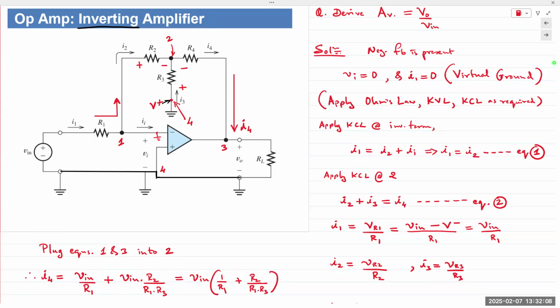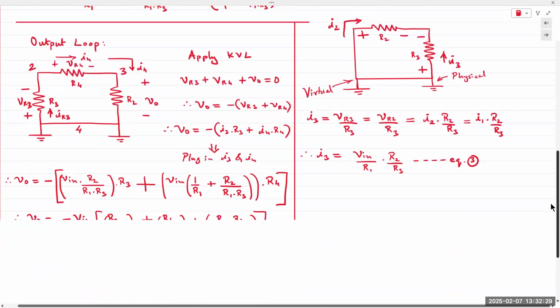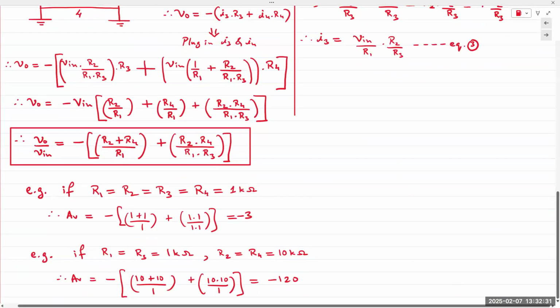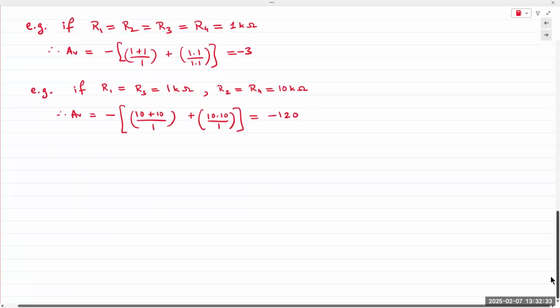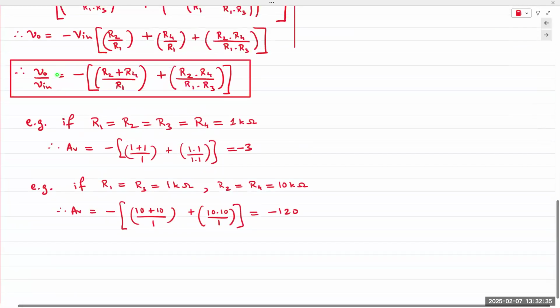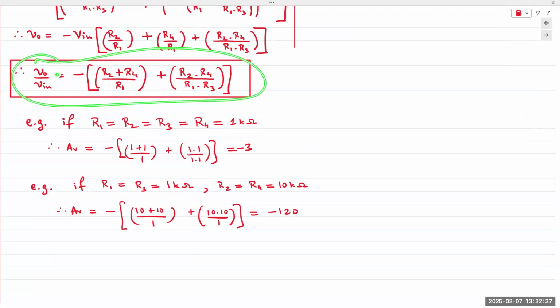Okay. We apply our usual analysis techniques, Ohm's law, KVL, KCL to generate multiple equations. We applied first KCL at 1, then at 2, and then at 3. We obtain expressions of V in and V out in the same equation. Rearrange the terms, and we obtain the gain equation as shown right here.